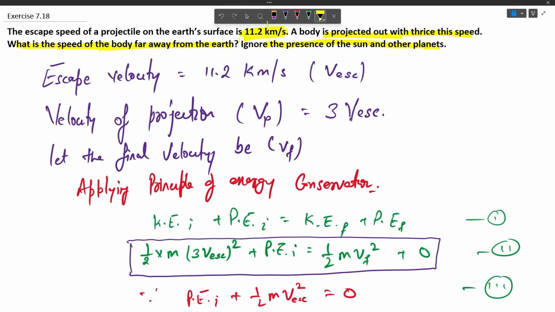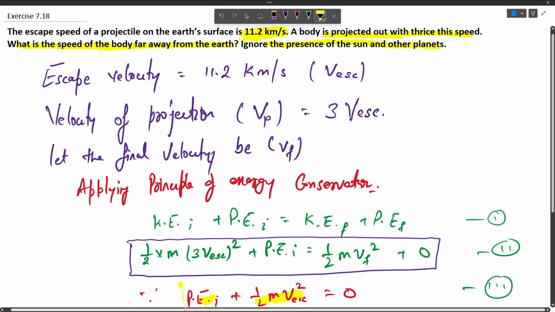Now if this much velocity is given to the body, then its kinetic energy would be half into mass into velocity of escape square, plus its potential energy on the surface. This will sum up to be equal to 0, because this is the necessary condition for the body where it can be assumed that the body has escaped the Earth's gravitational influence.